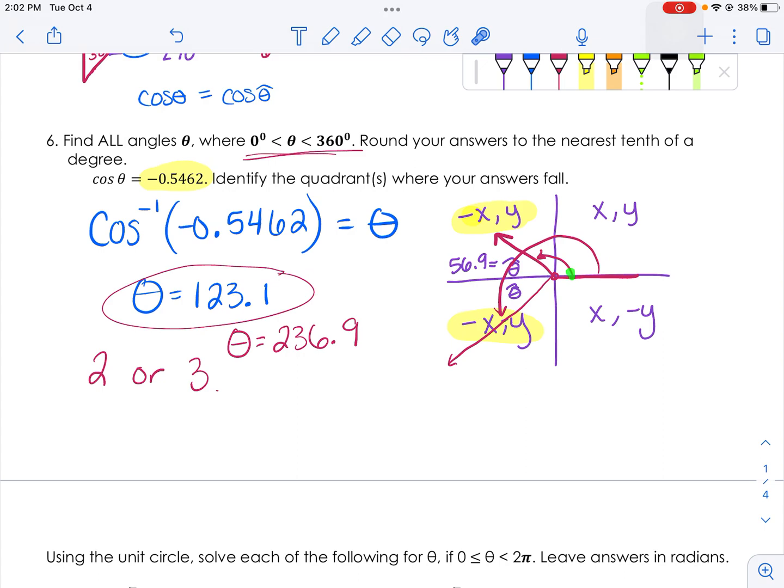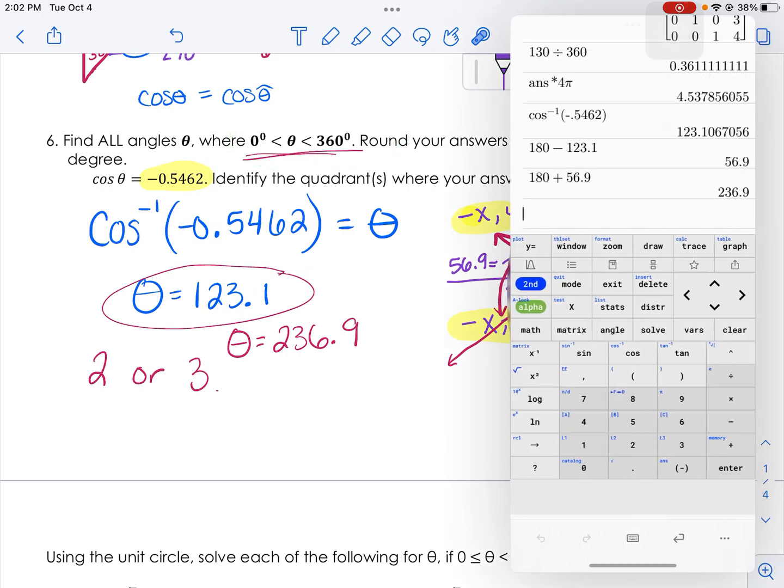So if you went 123 plus 360, that would be another answer that has the same cosine value. Or if you did 236 plus 360, that would be another cosine value, or any of these negative values. So this negative angle or this negative angle, those would have the same cosine values. That's why I limited it to positives between 0 and 360.